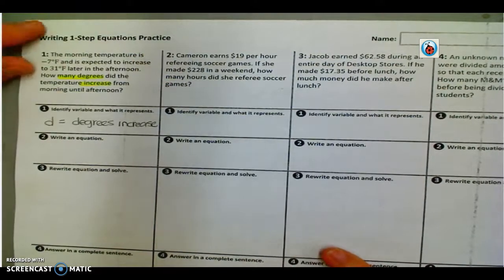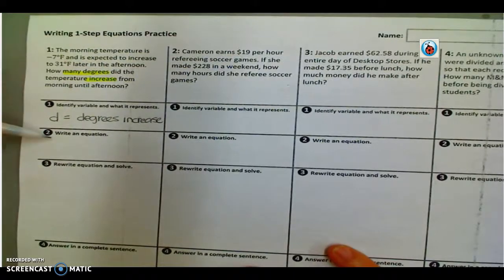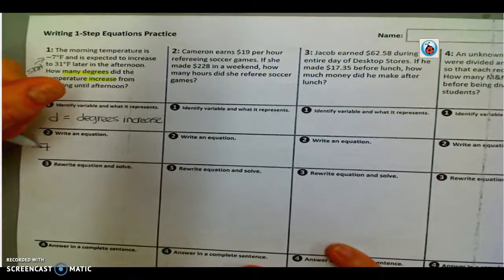Okay, and the reason we want to identify what it means is so that way we can understand when we get the number, what did we actually find. All right, so let's go and write an equation. So going back to the problem, it says the morning temperature is negative 7. So this is where I'm starting. So I'm starting at negative 7.